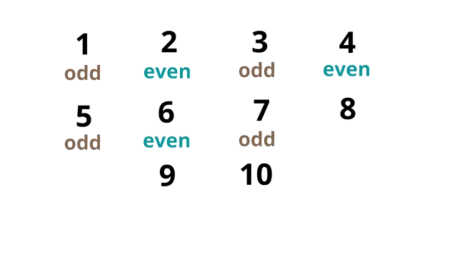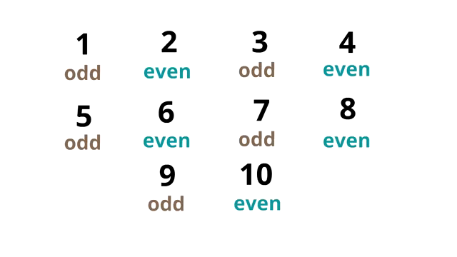If 7 is odd, that means 8 is, come on, what's the pattern? 8 is even, and if 8 is even, that means 9 must be odd, and if 9 is odd, come on, is this not just the most fun trick ever? If 9 is odd, that means 10 is even. They all alternate. So the first trick is that the numbers alternate. Odd, even, odd, even, odd, even, odd, even, odd, even.